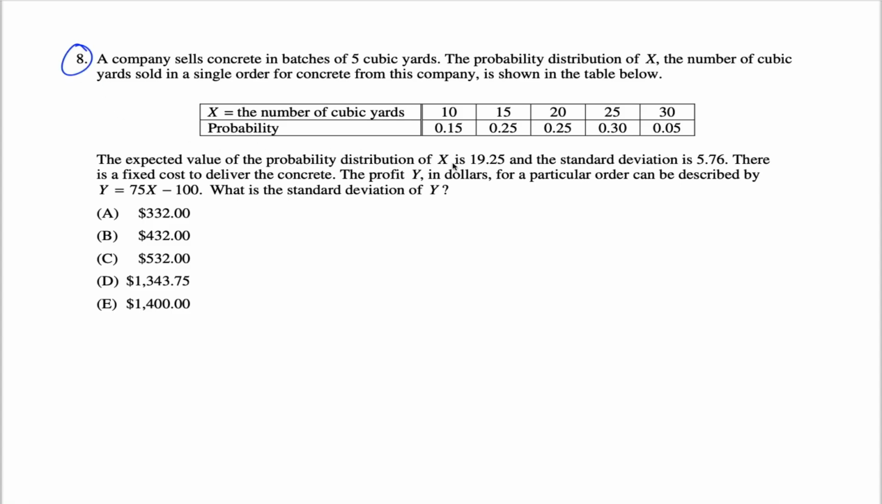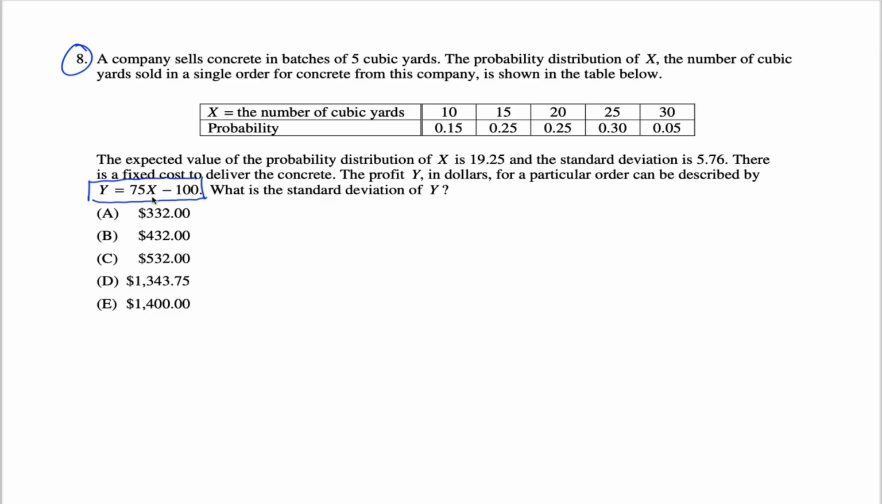All right, question 8. What's going on in question 8 is that we're defining this random variable y in terms of some other random variable x. So x has something to do with cubic yards of cement, or I guess concrete, and y has to do with the cost, but none of that matters. All that's relevant is that y is a random variable defined in terms of x. That's all you need to know about y.